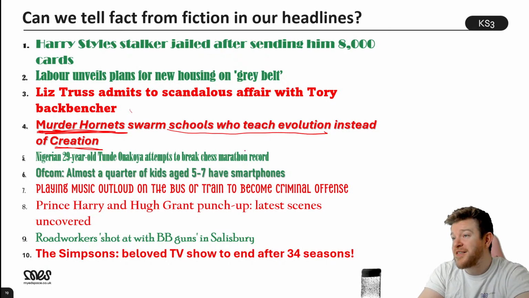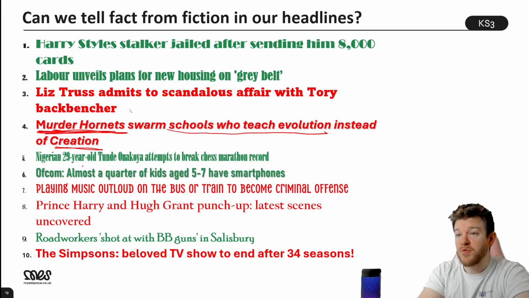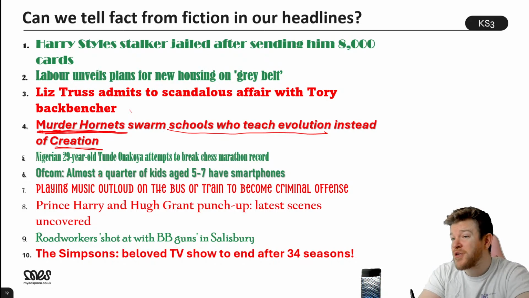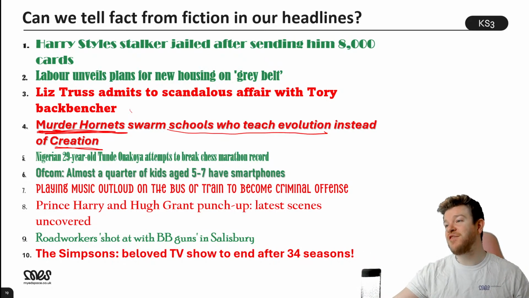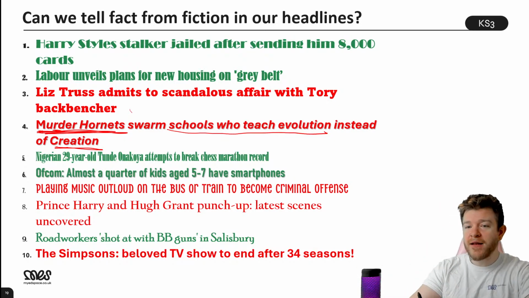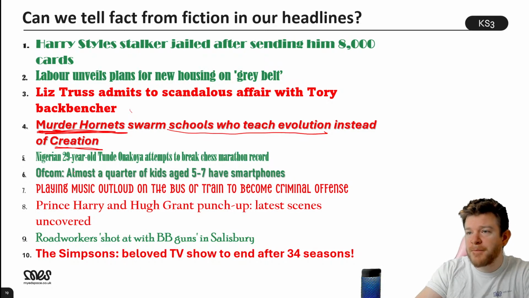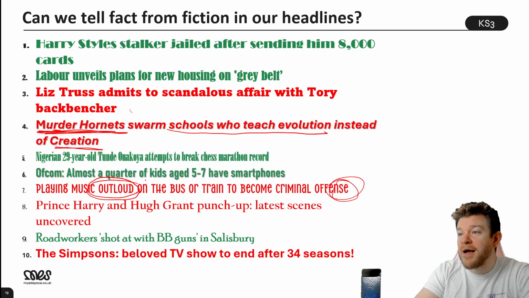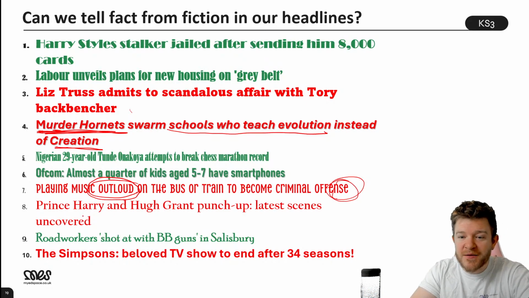This chap trying to break the chess marathon record. That's true. That really happened. Or is really going to happen. It is also true that almost a quarter of kids aged 5 to 7 have smartphones. Playing music out loud. So what were our clues on there? Well, some of you mentioned this already about the spelling. Out loud isn't a word. And offence has been spelled in the American way. So there was your clue about spelling, punctuation, grammar, Americanizations.